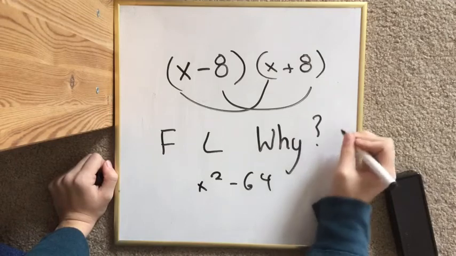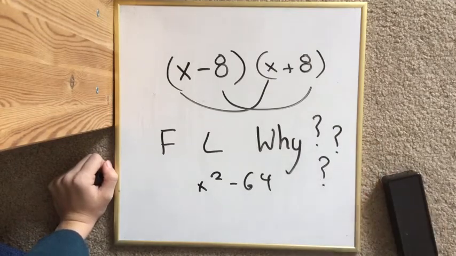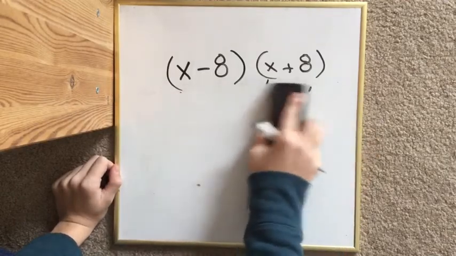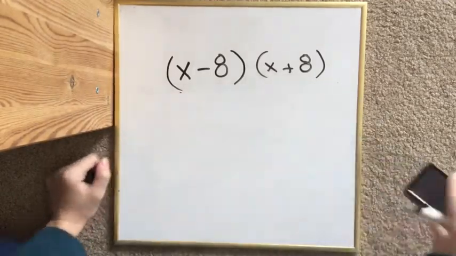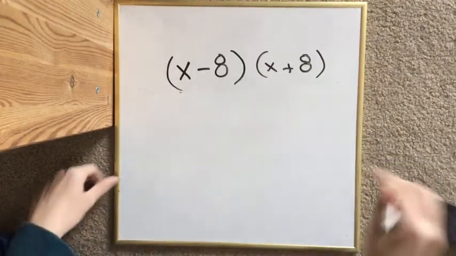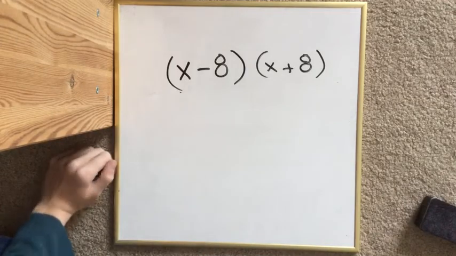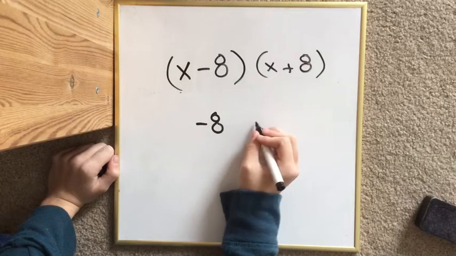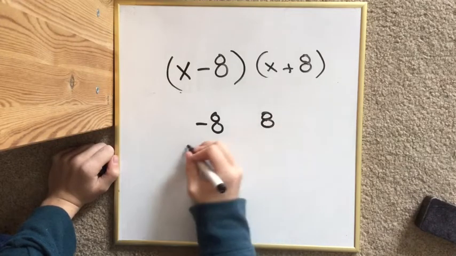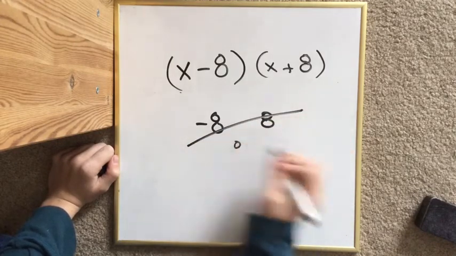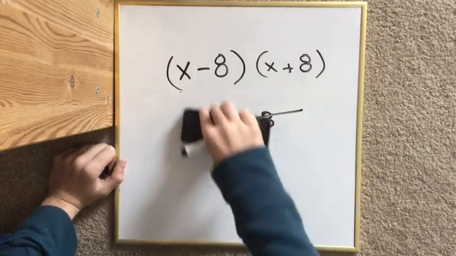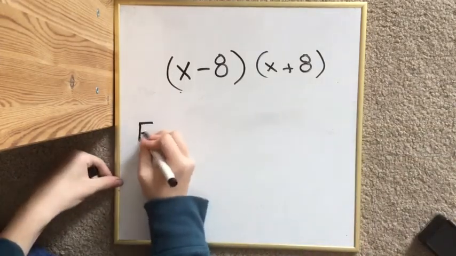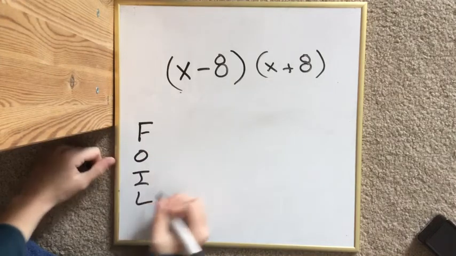But why? It doesn't make sense. Well, it will in a moment. You will not get it wrong if you FOIL the equation. So I'm going to show you what happens, and then that will help explain why we do not need to FOIL this equation. Well, first I can tell you that negative 8 and 8 will always cancel to 0.